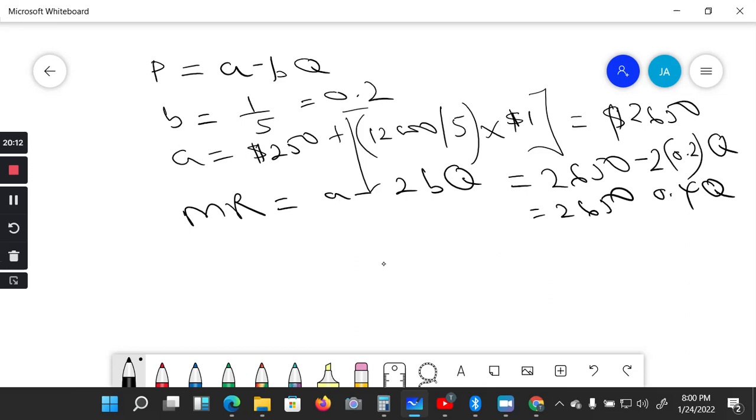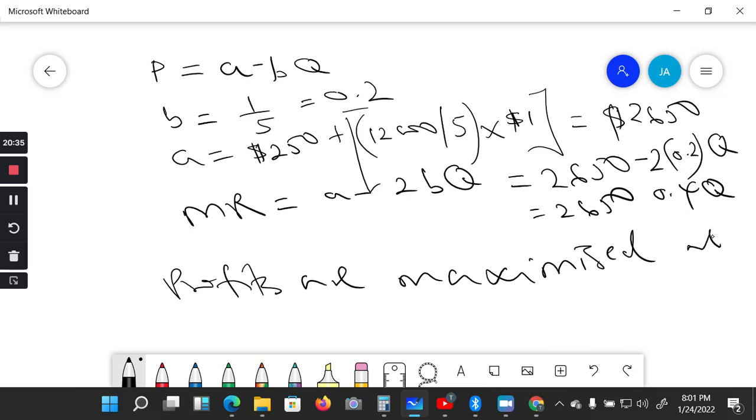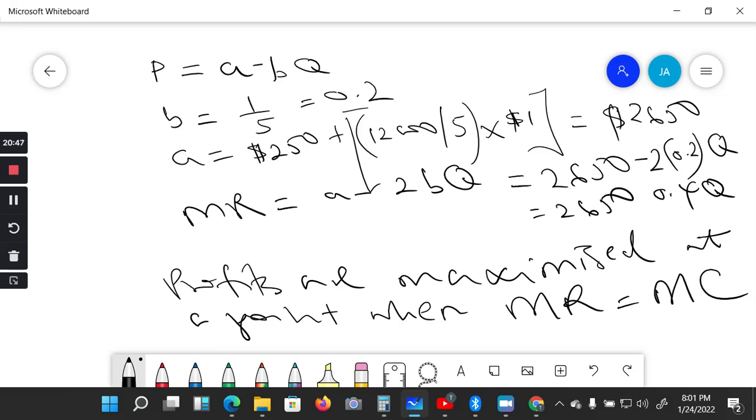Now, profits are maximized where? If you still remember our equation from the tabular example, when we discussed marginal revenue and marginal cost, profits are maximized at a point when MR is equal to MC.